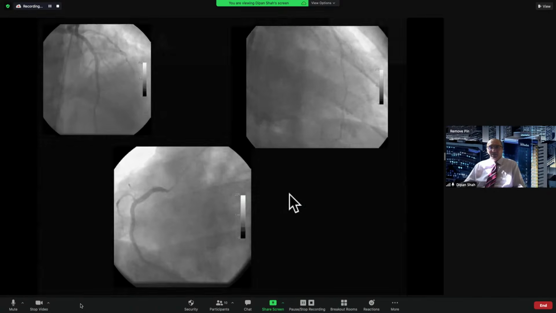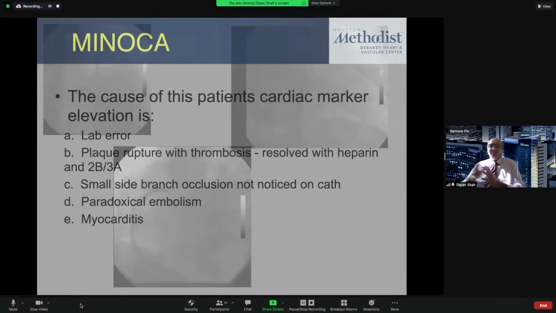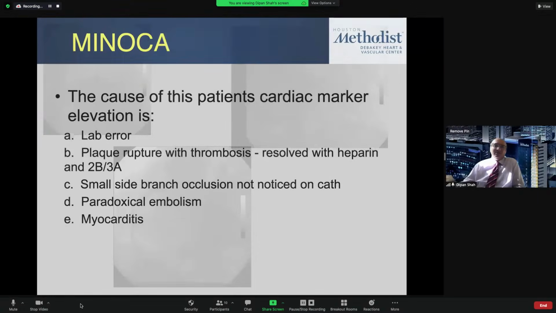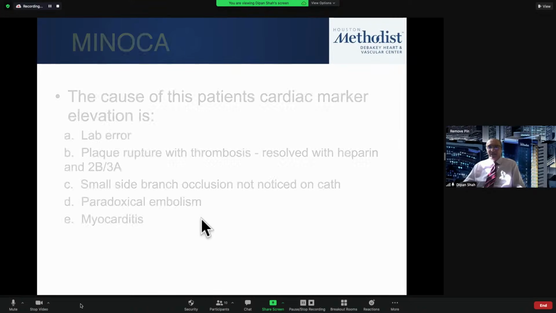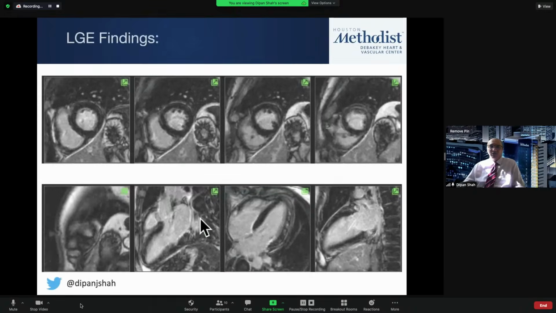And so I think the question this brings up is we have a case here of a patient who has a myocardial infarction with no obstructive coronary arteries. And what's the underlying etiology of this? There's a broad-based differential that we're left with at this point. I think MRI can actually help you to further narrow this down.